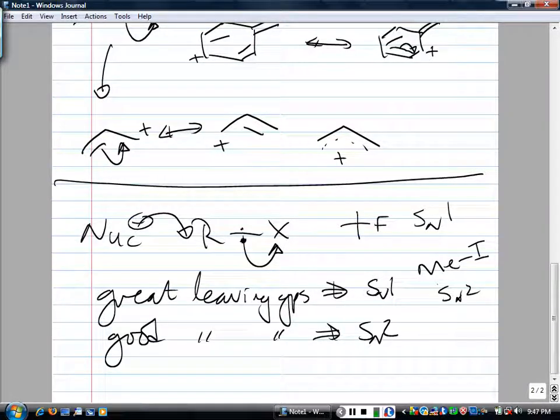That's all well and good, but how do I know when a leaving group is great or good? In fact, how do I know when a leaving group is bad? And what happens with a bad leaving group? A bad leaving group is one that simply refuses to come off. If it doesn't come off, then I'll get no SN, neither SN1 nor SN2, because inherent in the SN reactions is the departure of X. If X will not come off, then there's no SN. So how would I know when my leaving group is good, bad, or great?